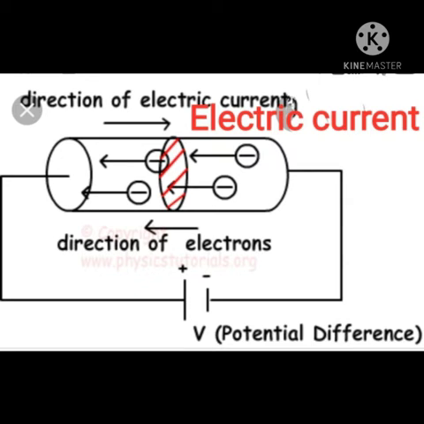Thus, the conventional current flows from positive to negative terminal and indicates the direction in which the positive charge would flow. The electrons flow is from the negative to the positive terminal. Electrons are negatively charged and therefore attracted to the positive terminal. As we know, unlike charges attract each other.